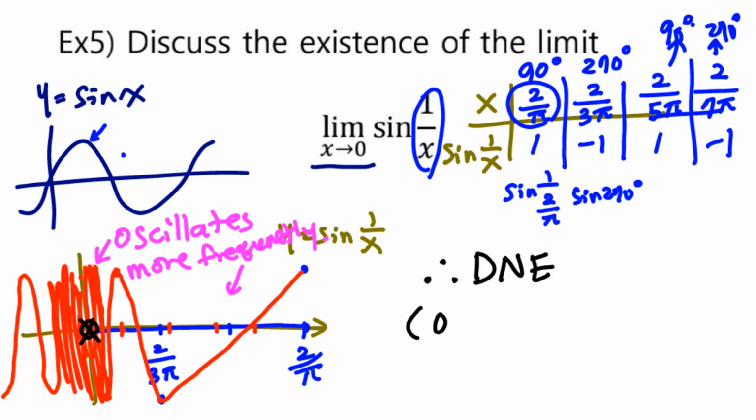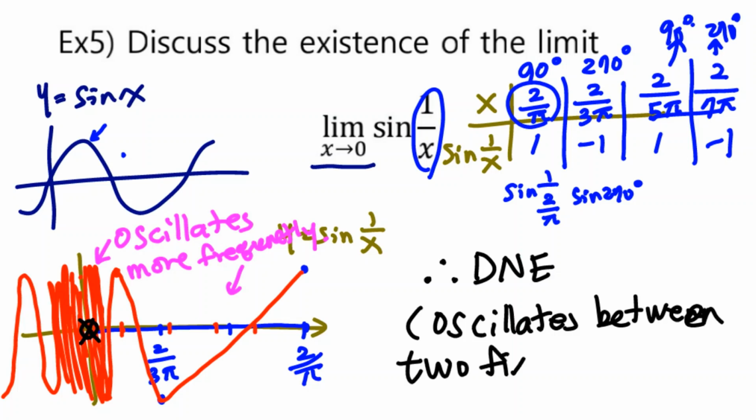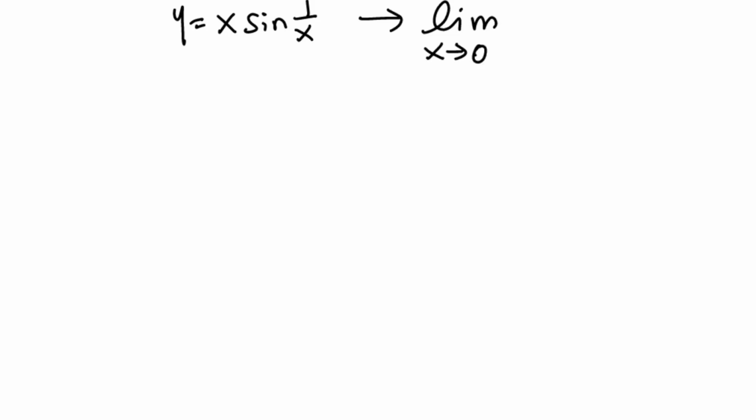When it oscillates between two fixed points, we can't find the limit. Okay, what about y equals x sine 1 over x? Can we find the limit as x approaches 0?